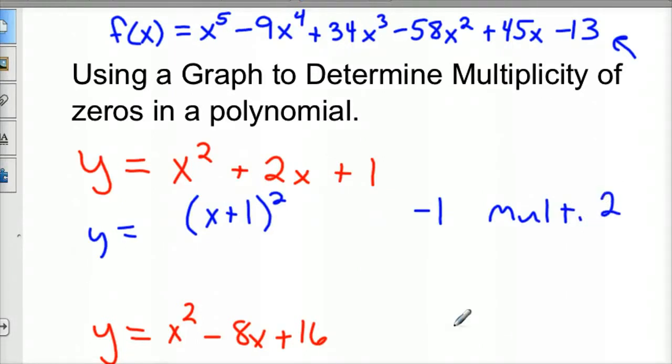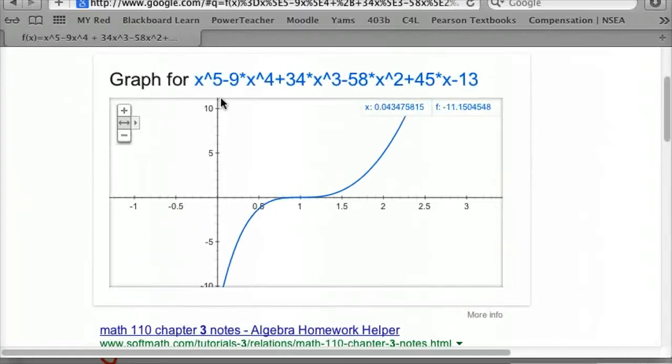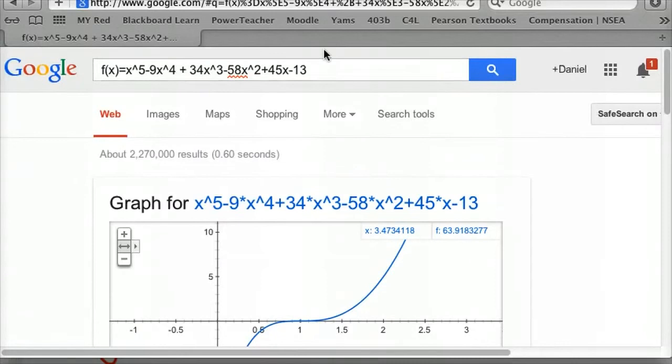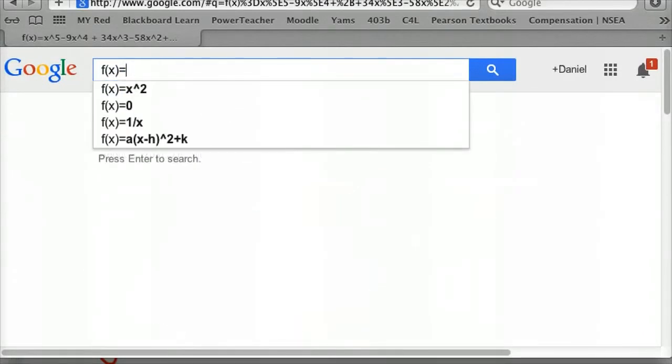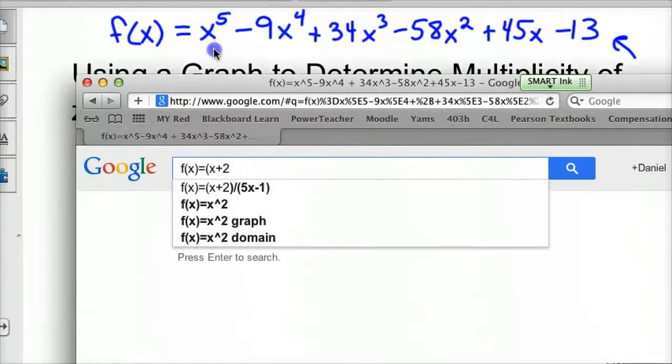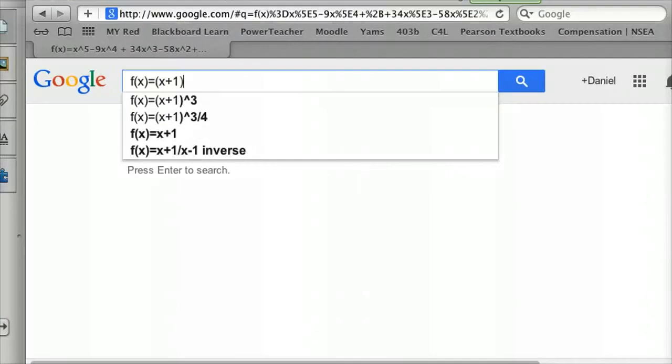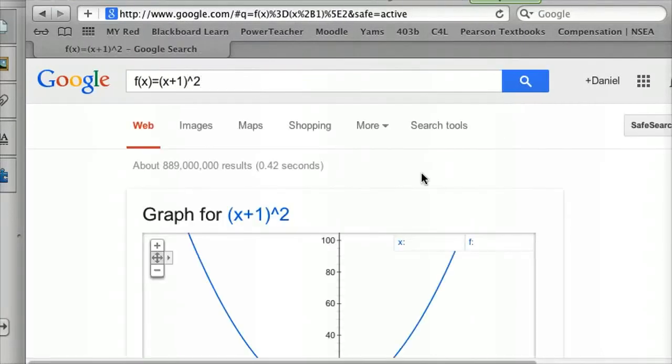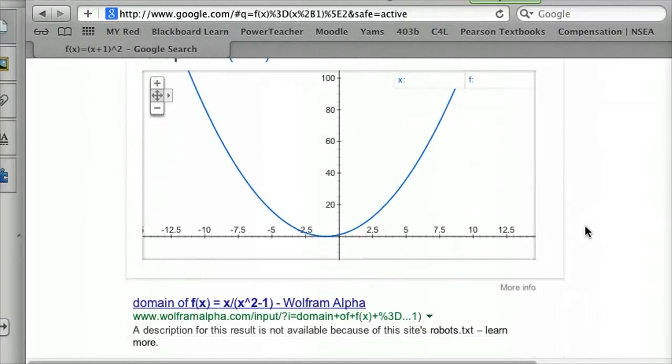So let's go back to Google here. And we'll bring up that same graph, but I'll just change it. And instead of that big long thing, we'll just type in x squared. Well, I'm going to type it in its factored form. So it's x plus 2, or maybe it's 1, I don't remember now. (x + 1) caret squared, hit enter. And there's what the graph looks like, right there.